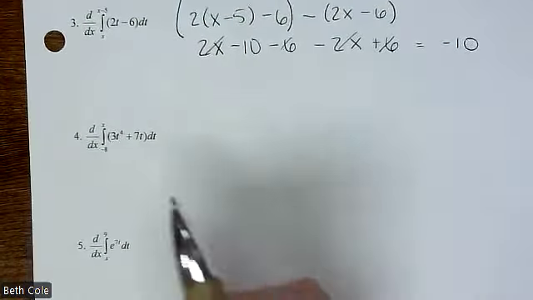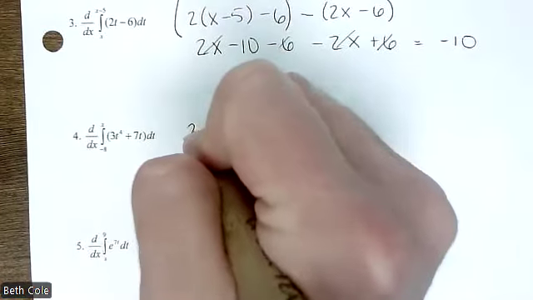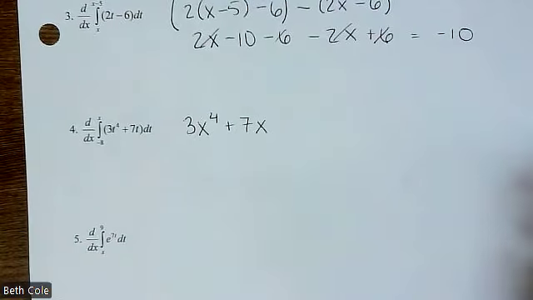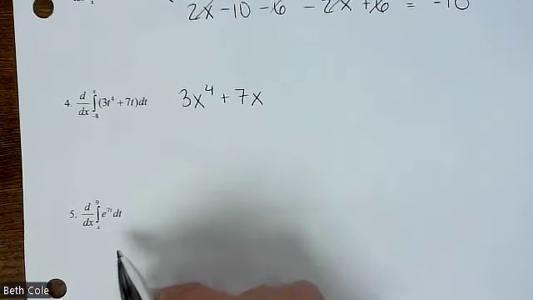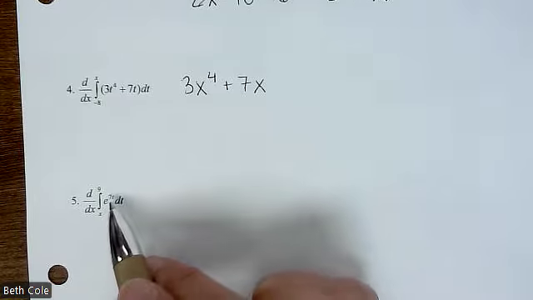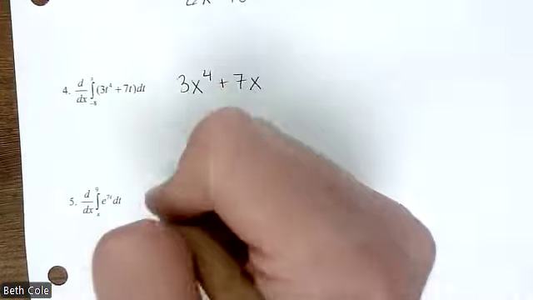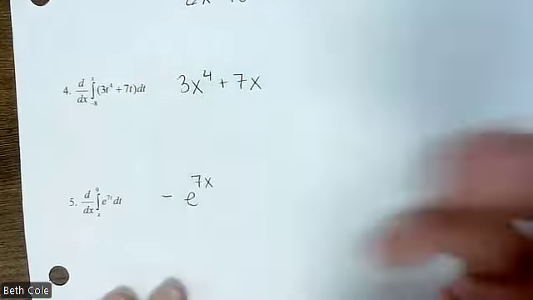All right, this one, there's not even a chain rule. You're just going to take x and plug it in. So 3x to the 4th plus 7x. This one also doesn't have a chain rule. You're just going to plug x in, except what? Why is it negative? It's on the bottom.